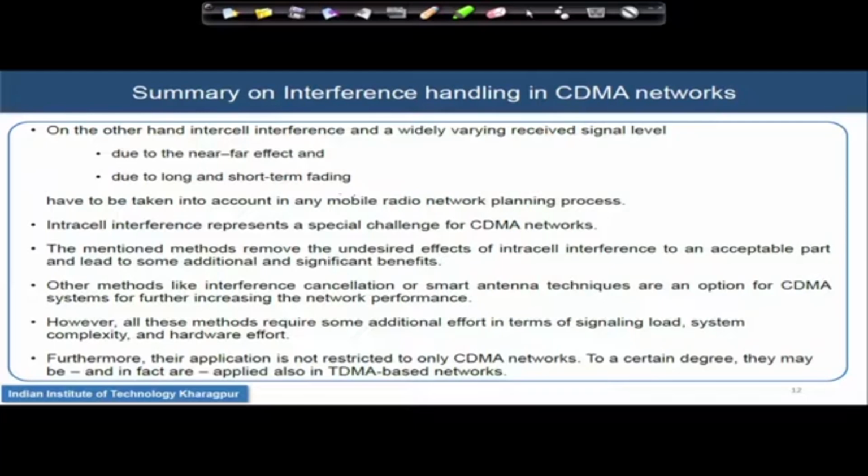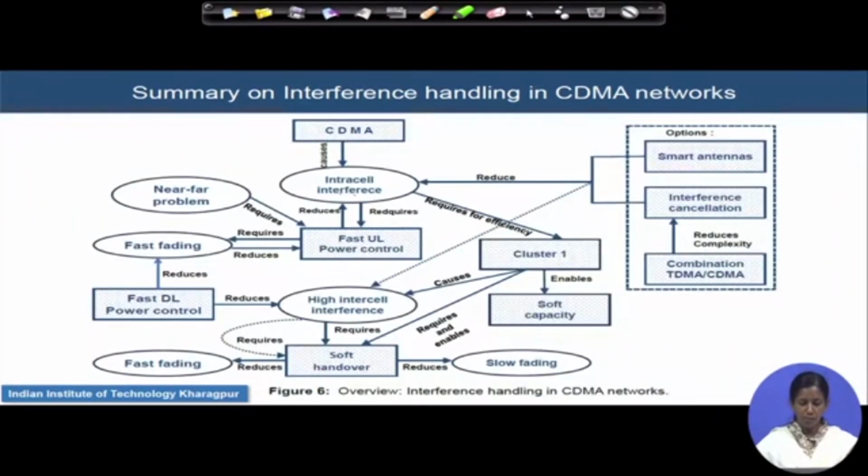There is nothing to say who is better than whom among all the interference cancellation schemes that we have discussed, but in general what we can say is that you are going to handle 2 different kinds of interference, intracell and intercell. You have the problem of near-far, and you also have the problem from the wireless channel, the fast fading as well as the slow fading. These are the solutions available in your hand: for example, fast uplink power control, soft handover using the cluster 1 concept, fast downlink power control, and the combination of TDMA, CDMA, multi-user detection, and smart antenna.